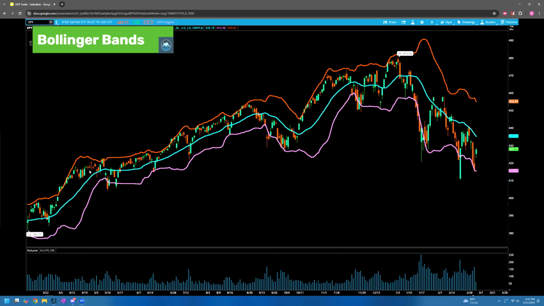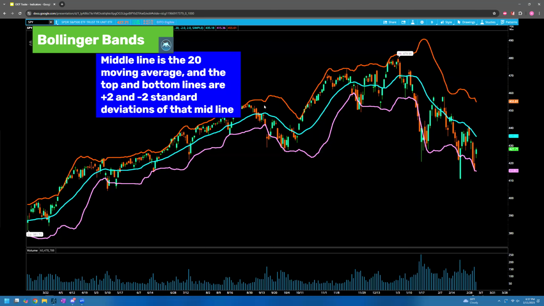So the next one is going to be the Bollinger Bands. Bollinger Bands are also a nice way to monitor potential overextensions in either direction. The really interesting piece about Bollinger Bands is this middle line here is the 20 simple moving average. The top and bottom lines are going to be +2 and -2 standard deviations of that midline.